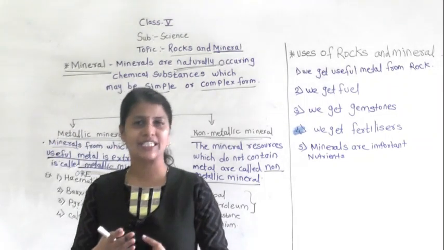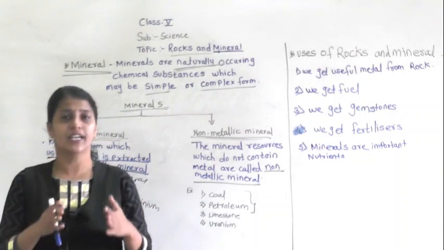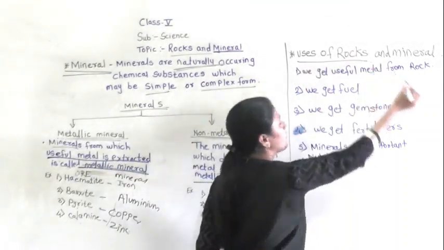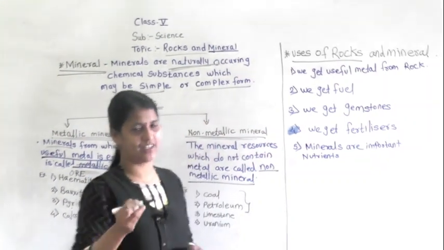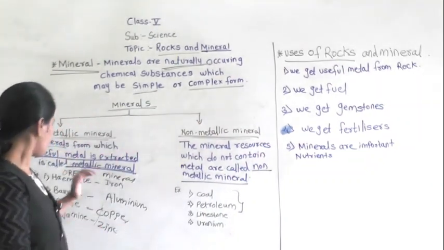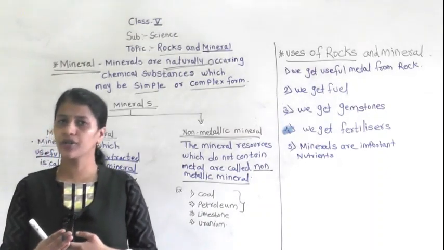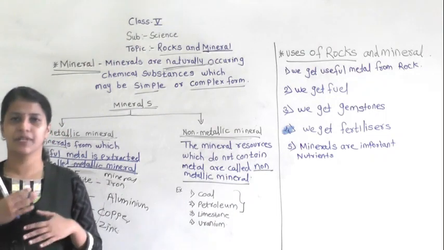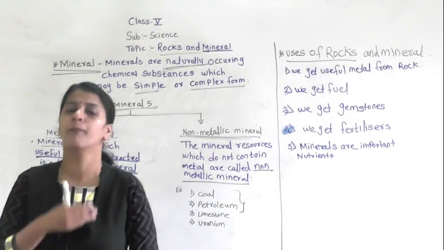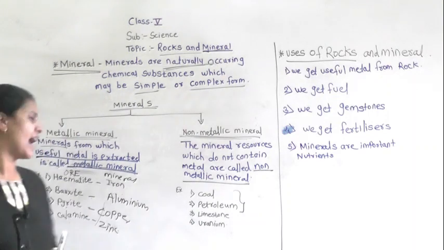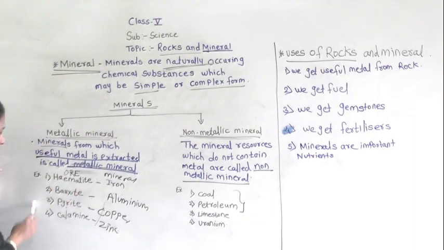In today's video, we are going to discuss the uses of rocks and minerals. Now I have told you what is meant by an ore. The minerals which we get metals from are called ores. These are nothing but ores: hematite, bauxite, pyrite, calamine.